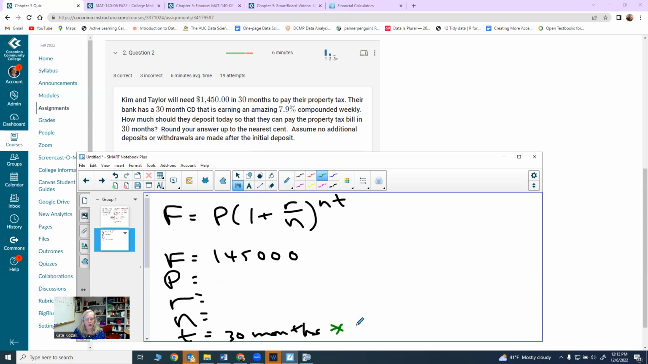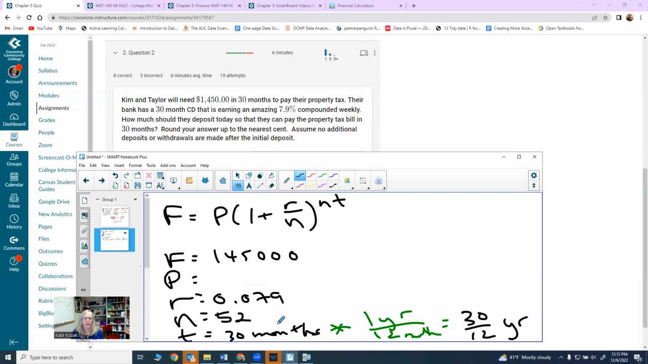So I know that 1 year has 12 months. So that means I'm going to basically take 30 and divide it by 12. And that will get me my years. I also have an amazing 7.9%, and that really is amazing because there's never anybody who gets 7.9%. So let's put that as our rate. And I'm doing it compounded weekly. So weekly, there's 52 weeks in a year. I mean, there's really not, but we're going to go with 52 weeks in a year.